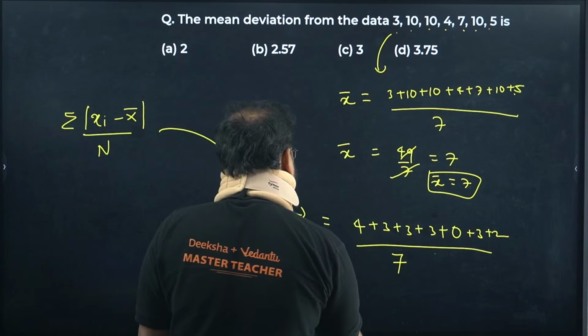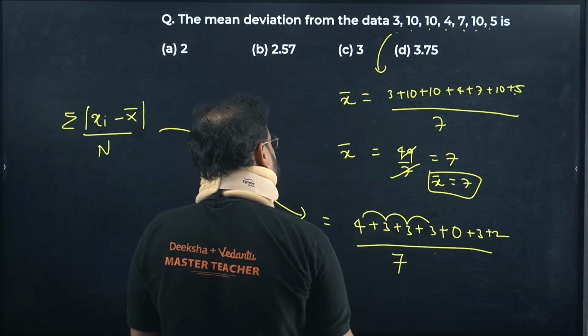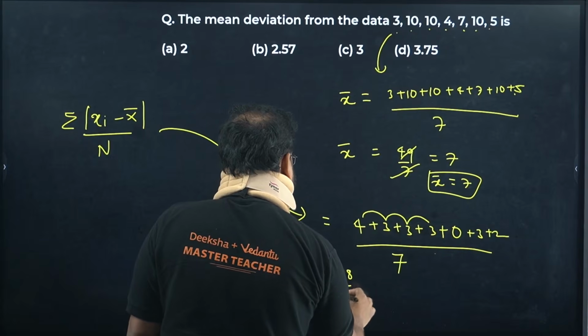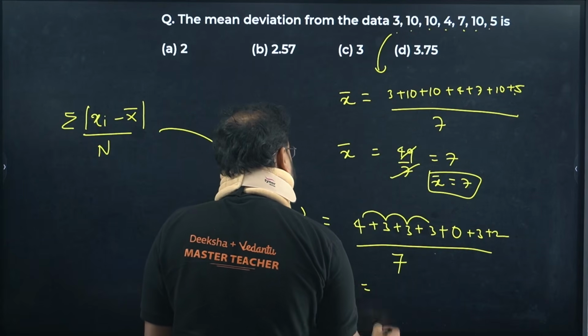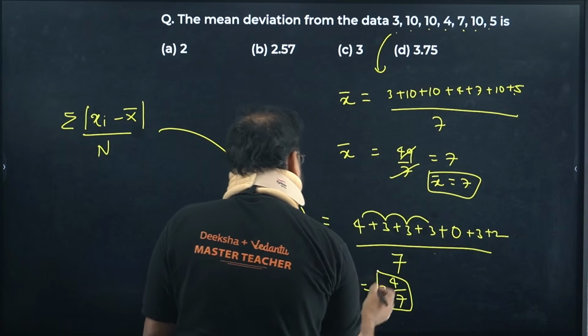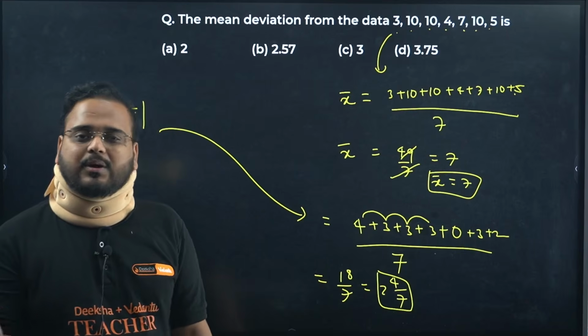When you do that, you have 7 plus 3 is 10, plus 3 is 13, plus 3 is 16, plus 2 is 18. So 18 by 7. Taking the mixed fraction form, 7 2s are 14, and over here we have 4. So we're getting 2 and 4 by 7, which is more than 2 but less than 3.